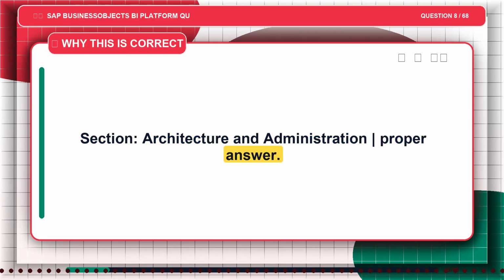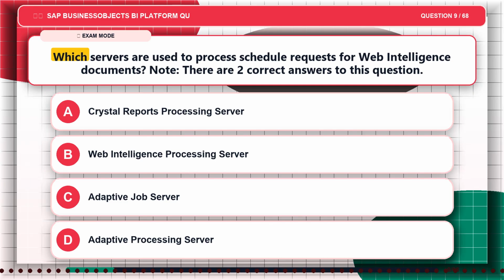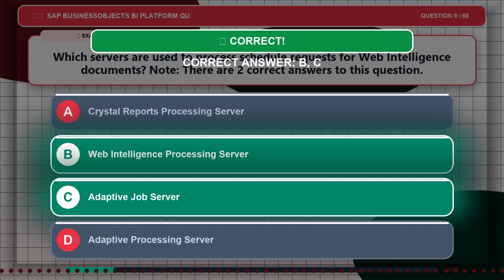Question 9. Which servers are used to process schedule requests for web intelligence documents? Note, there are two correct answers to this question. Option A. Crystal Reports processing server. Option B. Web intelligence processing server. Option C. Adaptive job server. Option D. Adaptive processing server. The correct answers are options B and C. Web Intelligence Processing Server. Adaptive Job Server.